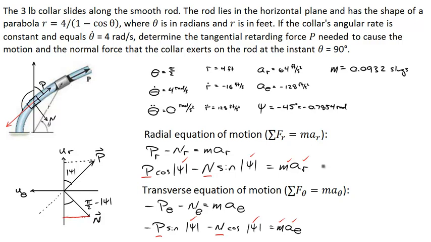So I've got two equations and two unknowns. If I solve both of these, I'll come up with a value for P equal to 12.7 pound force, and a value for N equal to 4.2 pound force. P and N are both positive values, so they are acting in the directions that we proposed. P is pulling on it, decelerating the collar, and N is acting in this direction, causing the collar to accelerate in the direction shown.